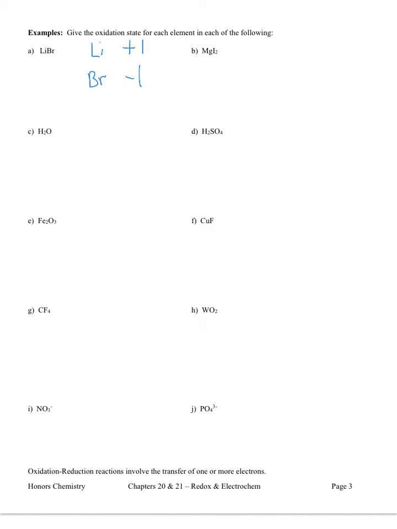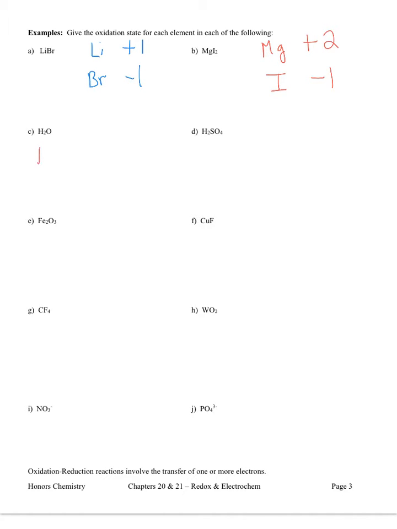Okay, let's look at B, MgI2. We have magnesium and iodine. Rule number 4 says the alkaline earth metals in compounds are +2. There's no rule for iodine, but together a magnesium and 2 iodines need to equal 0. So that means each iodine is a -1, so that when you add them all up, it equals 0.